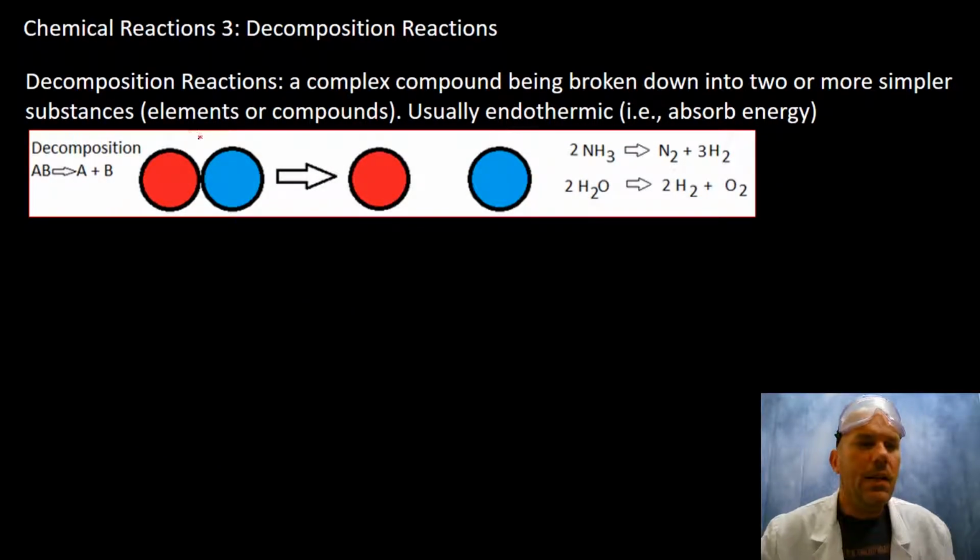Okay. Our next type of reaction is a decomposition reaction, and as the name implies, this is a reaction where a complex substance breaks into 2 or more simpler elements or substances. These are typically endothermic, which means they're going to absorb energy from their environment.